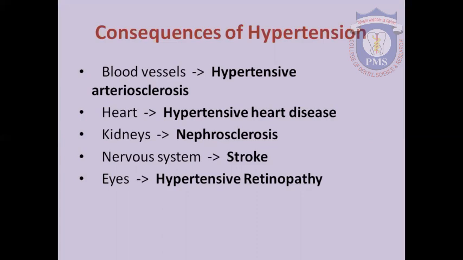Consequences of hypertension. In the blood vessels, it may produce hypertensive arteriosclerosis. In the heart, it may give rise to hypertensive heart disease. In the kidneys, nephrosclerosis. Nervous system, stroke. In the eyes, it may give rise to hypertensive retinopathy.